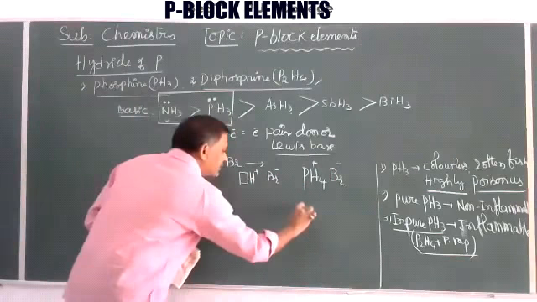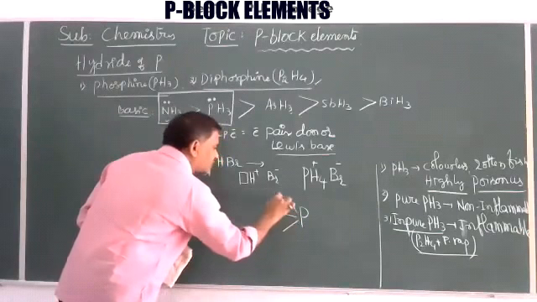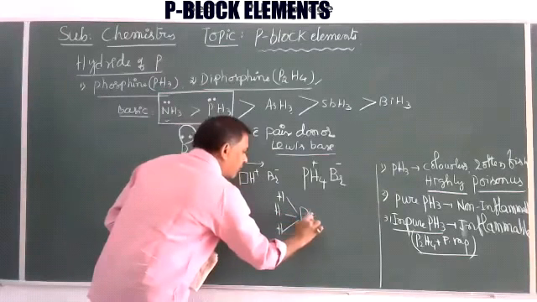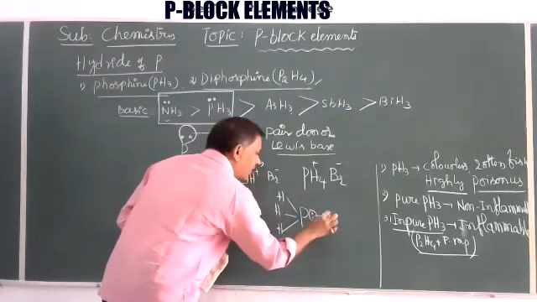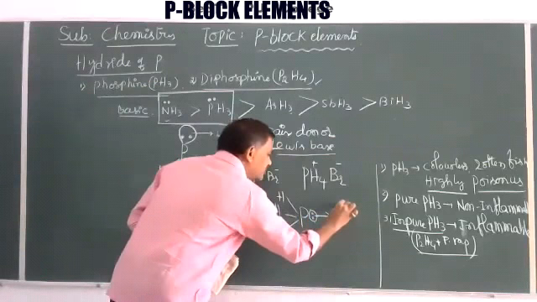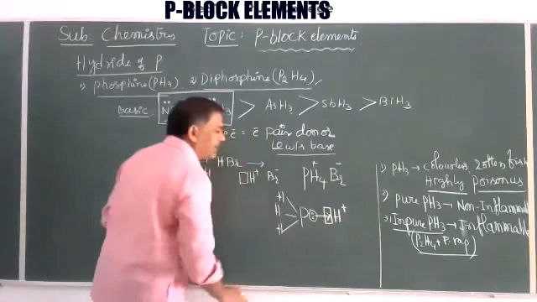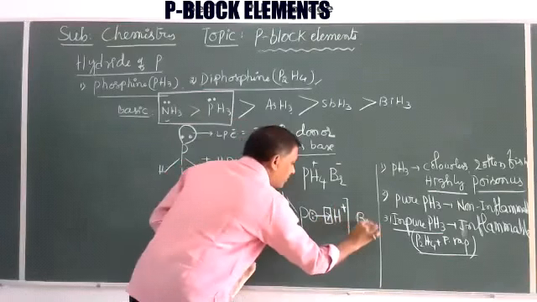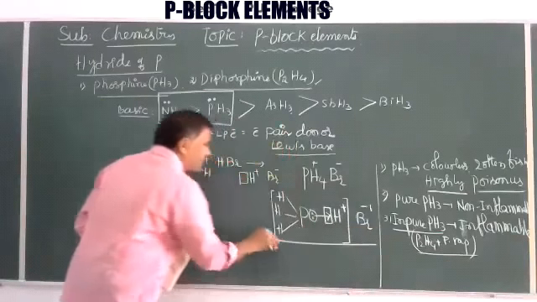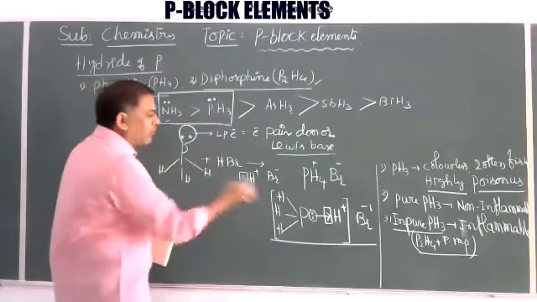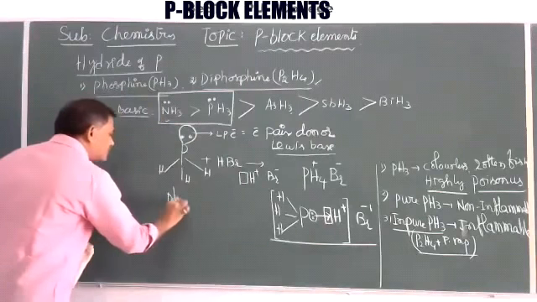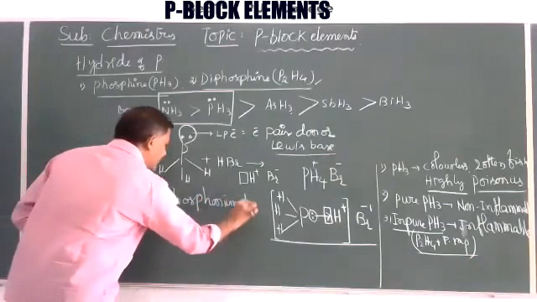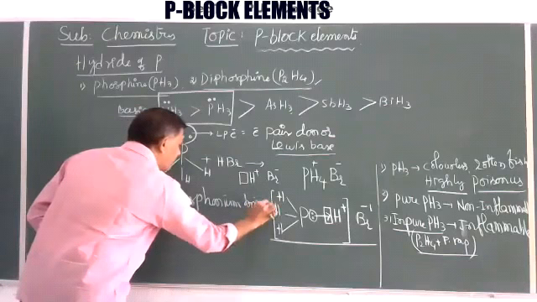So this is the phosphorus, and around phosphorus 3 covalent bonds are there, and it contains one lone pair of electrons. This lone pair of electrons is ready to donate to the hydrogen ion, the proton. It forms a coordinate bond. It is linked with the Br minus. It is a salt, phosphonium bromide. It is called a phosphonium salt.